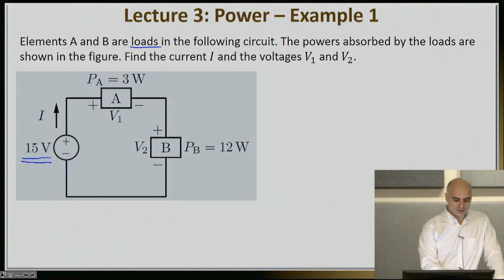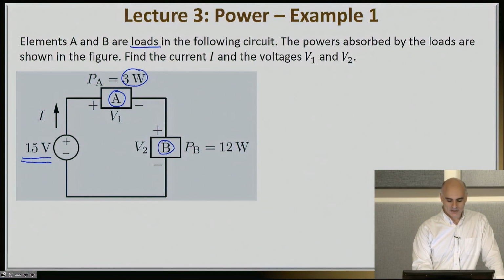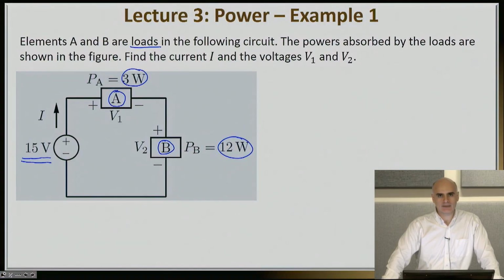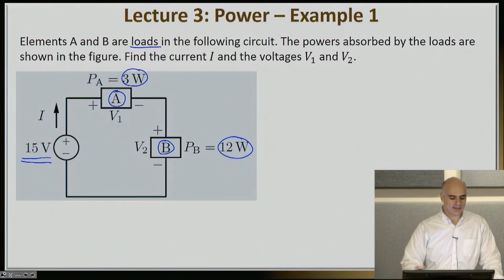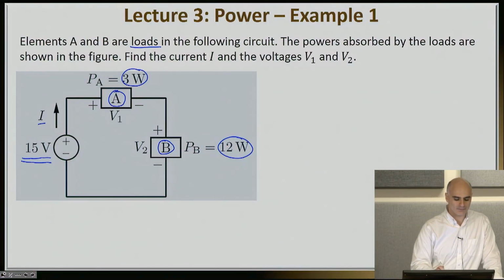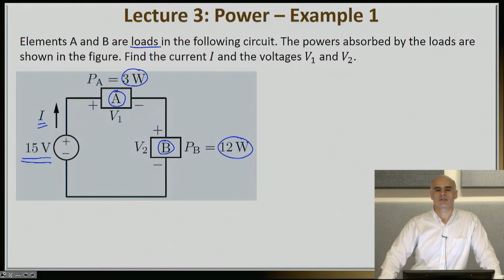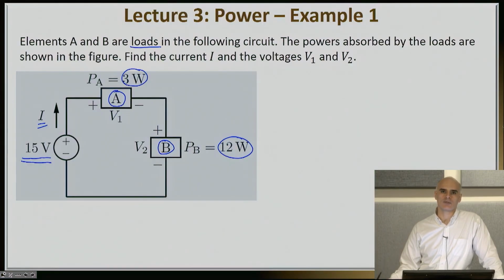So the first load, load A, is consuming 3 watts, and load B is known to consume 12 watts. Now, what we would really like to do here is find the current I that flows in the circuit. We really don't know many laws that govern circuits today. For example, we haven't covered even Ohm's law yet, or Kirchhoff's laws yet, so we can't really work with those to solve our circuit.